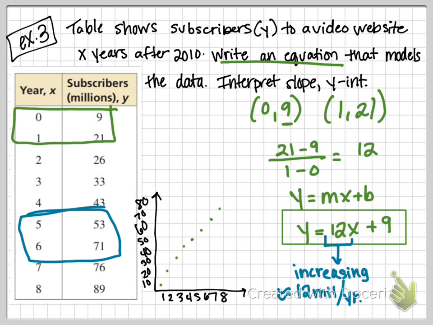What is the intercept telling us? 9. And what does that mean in terms of this word problem? Where did it start? Yes, good. It started with 9 million subscribers. And from there it started to grow by about 12 million per year. So that's what the slope and the intercept mean if you are asked to interpret.